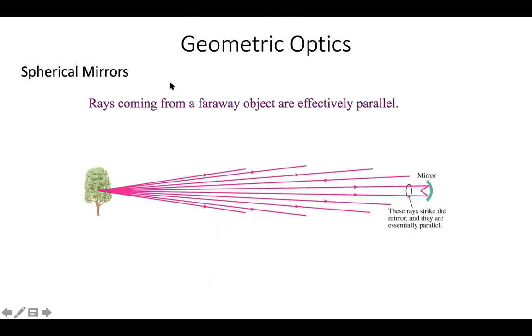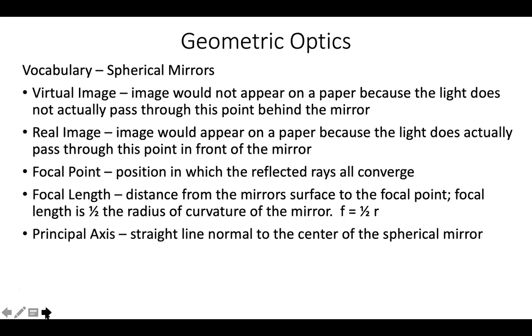All right. When we do our ray diagrams, we are assuming that the object is so far away that the rays going into the mirror are effectively parallel to each other. That's an important idea, just because of the angle of incidence and angle of reflection.